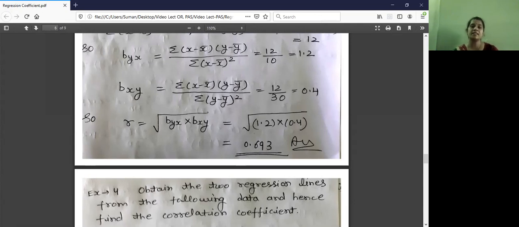In this example, we have two properties. Two properties, that means what? Both regression coefficients have the same sign, and if regression coefficients are positive, then correlation coefficient is positive. If regression coefficients are negative, so after the solve करने के बाद value तो positive आएगी, but हम use क्या करेंगे यहाँ पर? Negative sign.